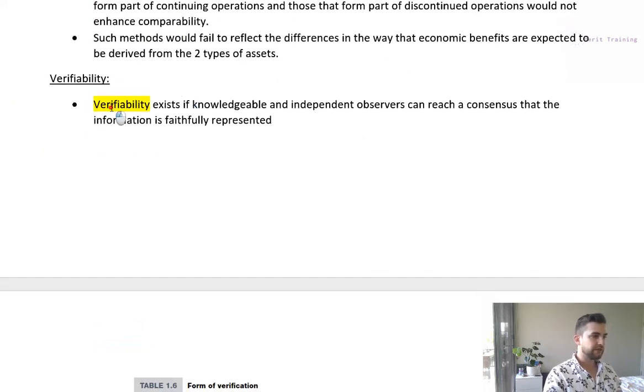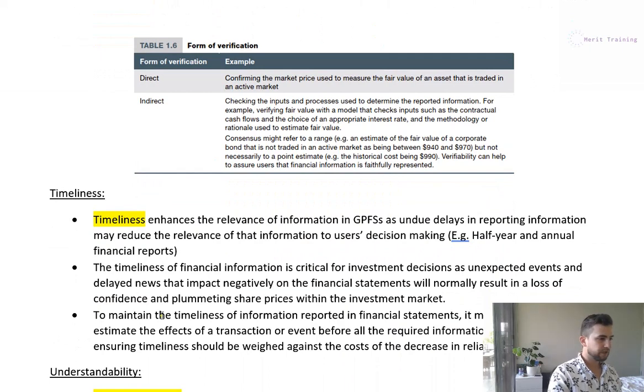Verifiability is basically this concept exists if knowledgeable and independent observers can reach a consensus that the information is faithfully represented. So no one's saying, oh, this is completely wrong. Most of the users are saying, yes, we believe this is correct.